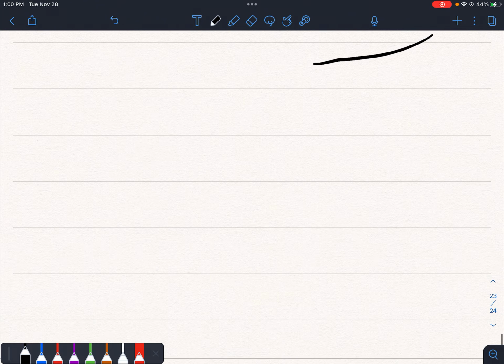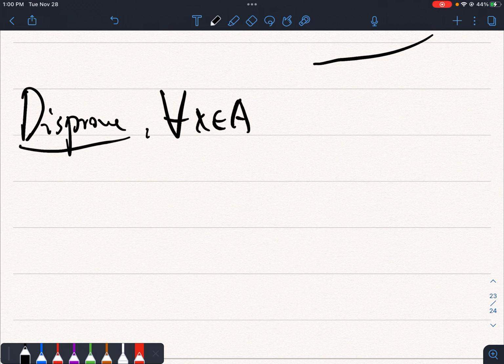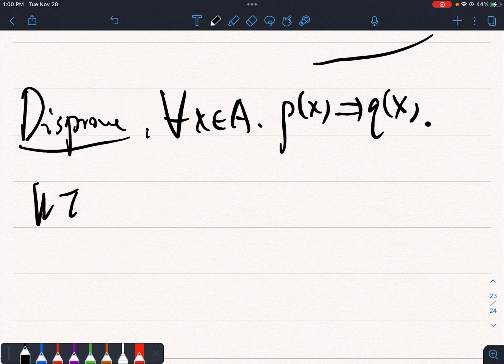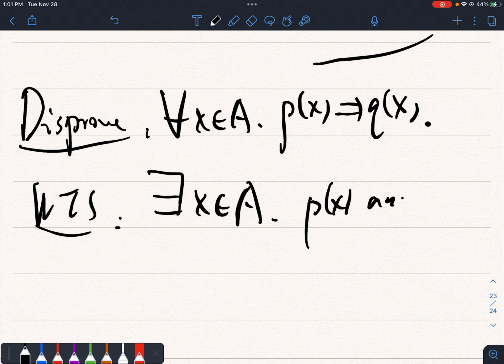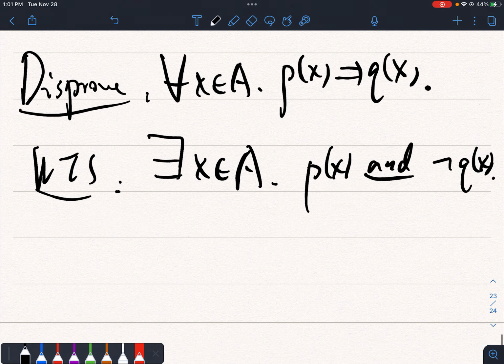Also, let me show you. I will not give an example, but I will just tell you how to disprove. Like for all x in A, P of x implies Q of x. So you want to negate implication. All you need to do is find some x in A such that P of x is true and Q of x is false. Just keep that in mind. You will meet it infinitely many times. This is very important.